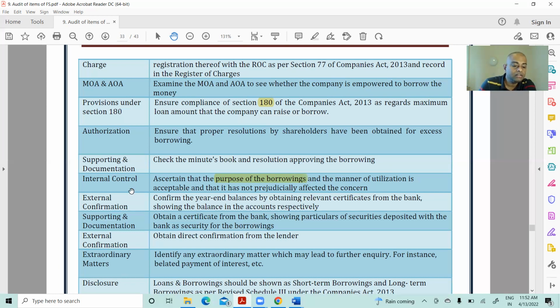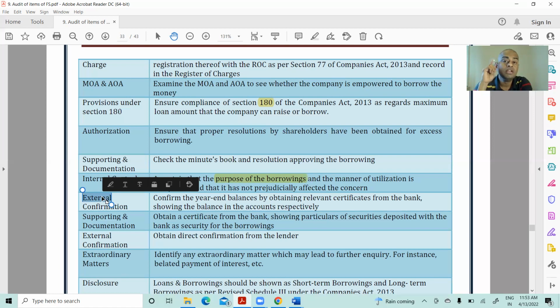External confirmation. If I am the auditor, I am conducting audit of X Limited. X Limited borrowed 100 crores from HDFC Bank. The auditor will write to HDFC Bank: dear bank manager, I am conducting audit of X Limited. X Limited borrowed money from your branch. Could you please confirm what is the amount outstanding as on 31st December or 31st March 2022? Then I will get direct confirmation from HDFC Bank. That you need to do.